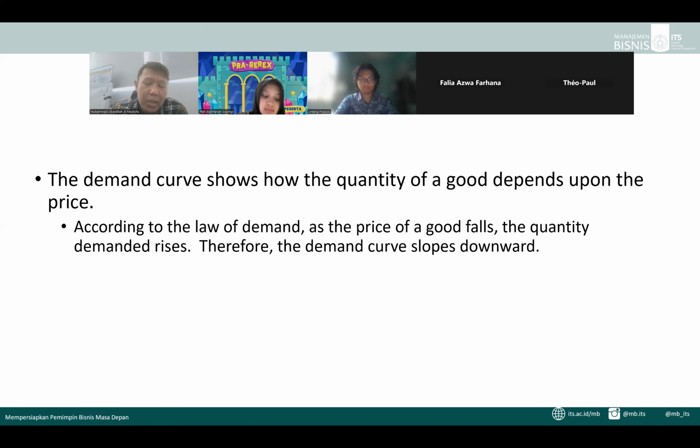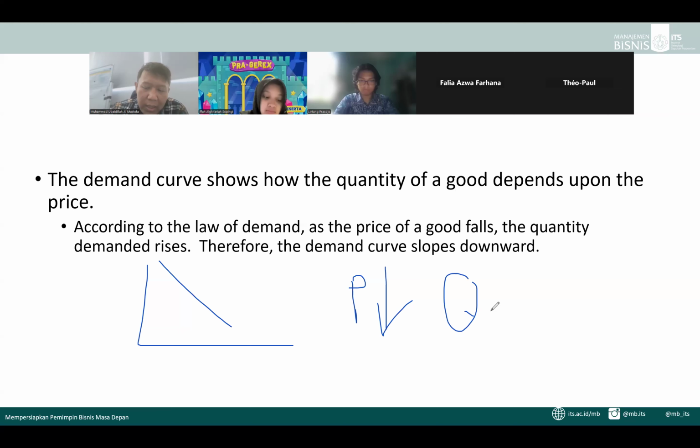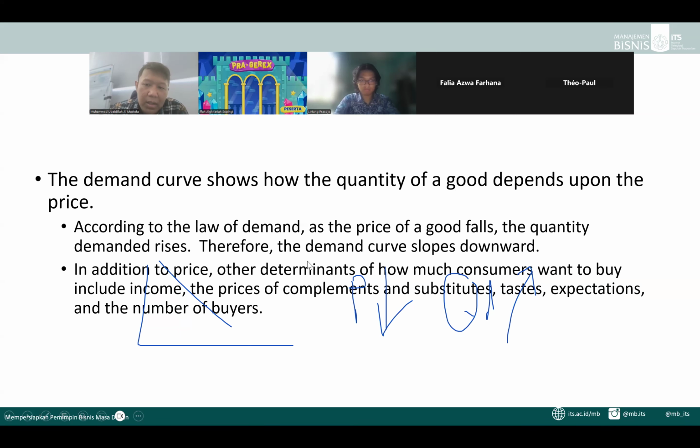So the demand curve shows how the quantity of a good depends upon the price. You see, this is the demand curve. It is negatively sloped, downward sloping. The law of demand says that if the price of a good falls, the quantity demanded will increase. Yeah, this is the law of demand. And in addition, other determinants of how much consumers want to buy include income, price of complements, substitutes, expectations.